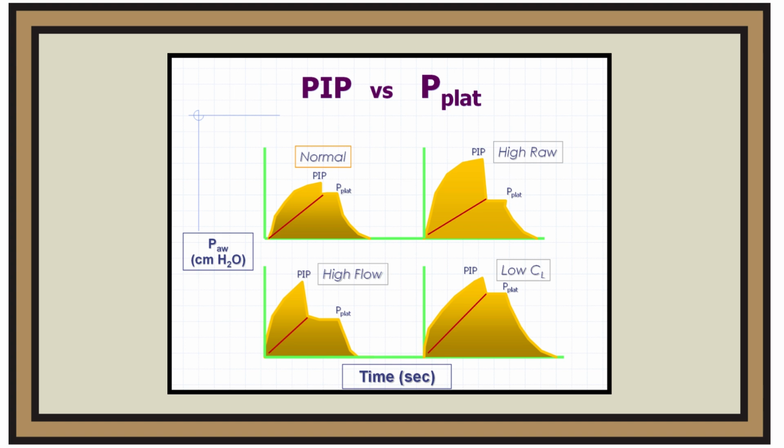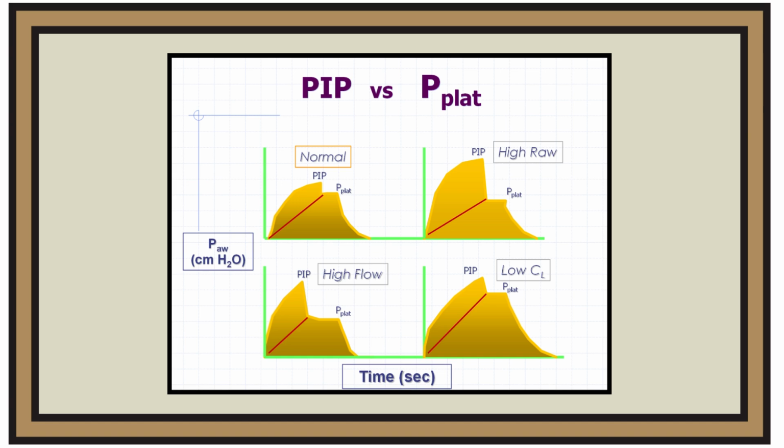Four common situations are demonstrated in the following tracing. Normal curve indicates PIP, plateau pressure, trans-airway pressure, and inspiratory time. The second is high airway resistance. A significant increase in the trans-airway pressure is associated with increase in airway resistance. The third graph shows high flow. Notice that the inspiratory time is shorter than normal, indicating a higher inspiratory gas flow.